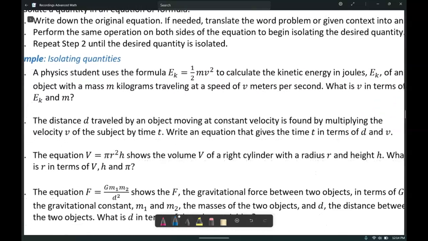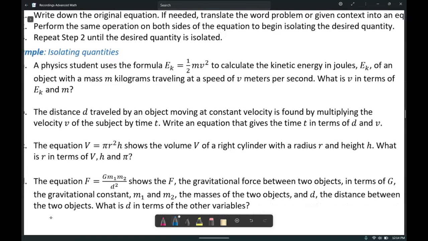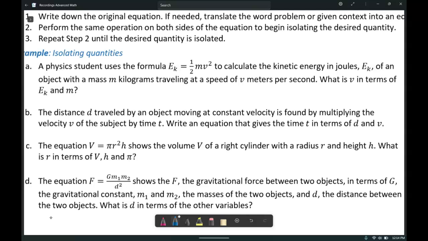So first one, we have a physics student who uses the formula E sub k equals 1/2 mv squared to calculate the kinetic energy in joules, E sub k, of an object with a mass m kilograms traveling at a speed of v meters per second. Sometimes when we have these very wordy problems and you're losing track of what all the variables are, it might be really easy to skip to the end and see what the question is asking for. And see, is it important that we know what all the variables represent, or is there something simpler we can do? Well, we see the phrase, what is v in terms of everything else. That just means to isolate v.